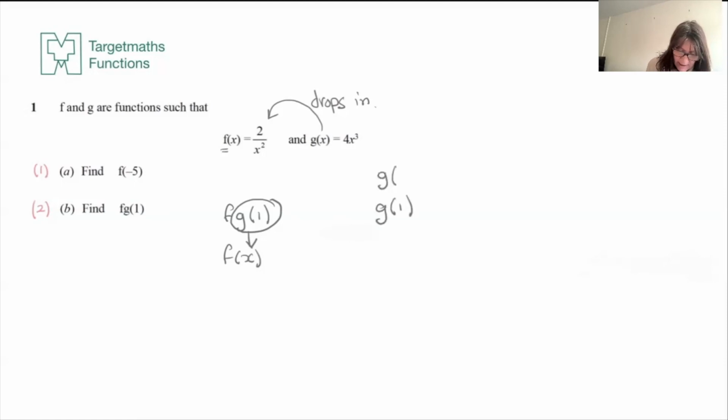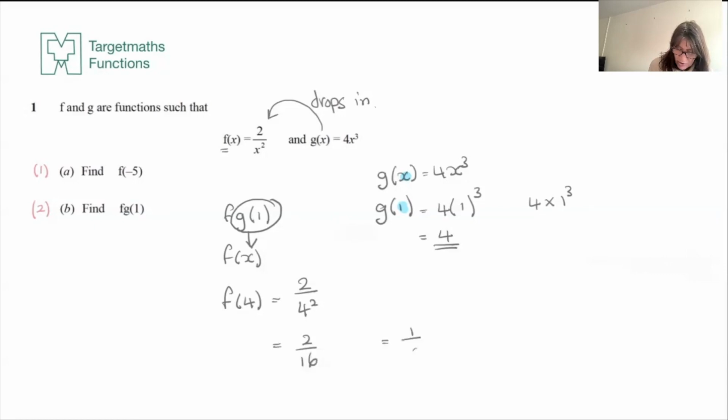If I've got, let's rewrite it here, g of x equals 4x cubed, and I'm changing the x to 1, then my x is going to change to 1. And obviously, that is perfectly acceptable. How you write that is down to you. That's going to give me 4. The result of g of 1 is 4. Therefore, 4 is going into the function of f. So I've got 2 over 4 squared. That is going to give me 2 over 16, which will simplify to an 8th.